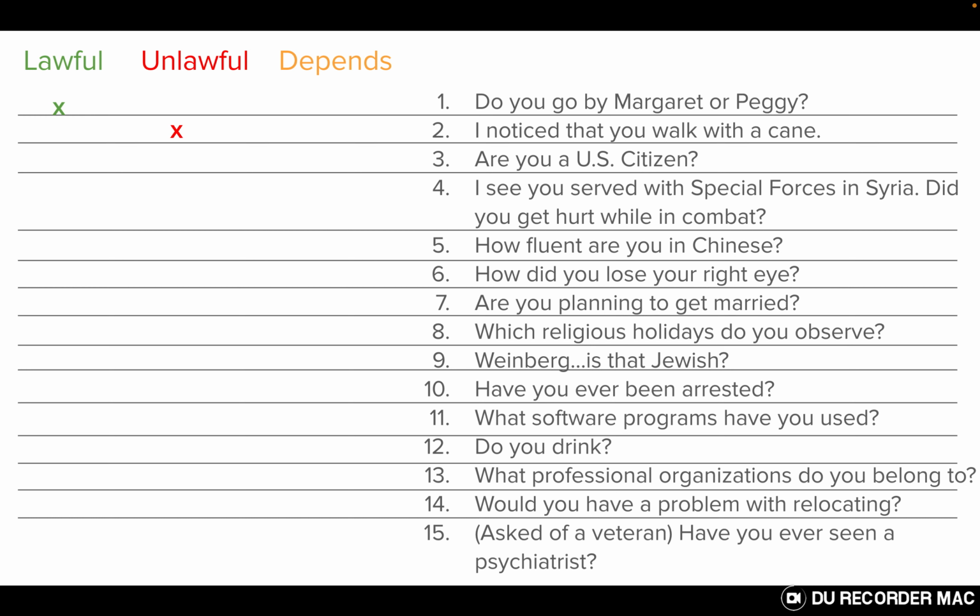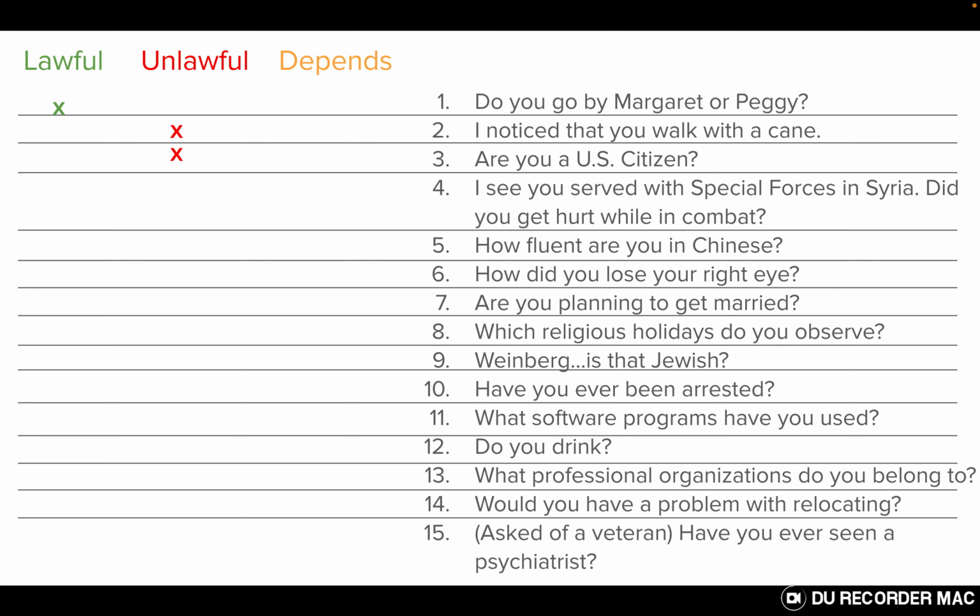That is unlawful. You cannot point out someone's disability during an interview. Number 3, are you a U.S. citizen? No, you cannot ask that during an interview. Sometimes when you are being onboarded onto a job, they will require documents proving your citizenship, but that does not happen during the employment interview because sometimes that can be used to discriminate against people.